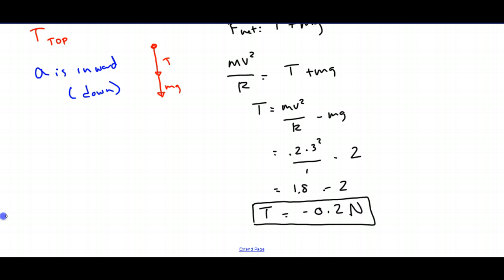And that makes sense, right? Because at the bottom, the tension is responsible not only for overcoming the weight, but it's also responsible for accelerating inward. So it not only has to overcome the weight, but it also accelerates inward. At the top, it doesn't really matter. The weight can do that job.